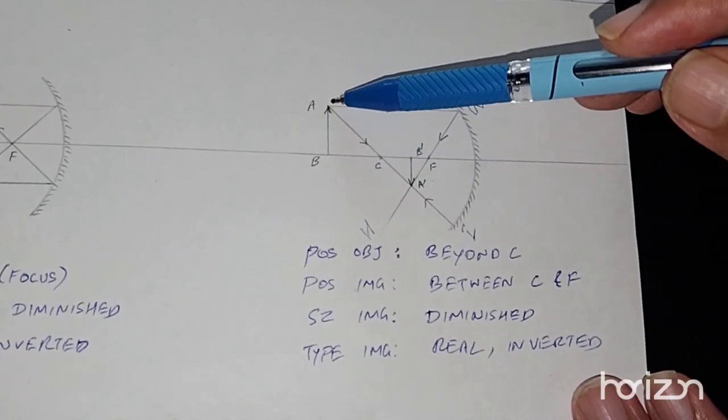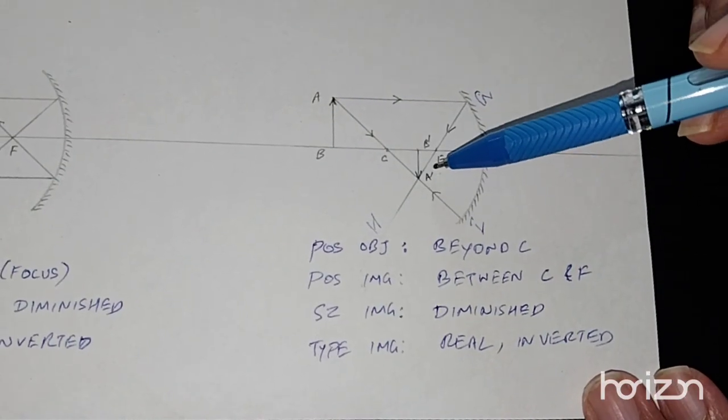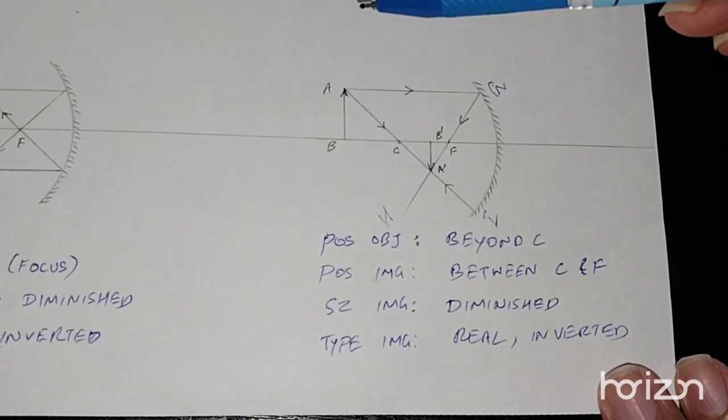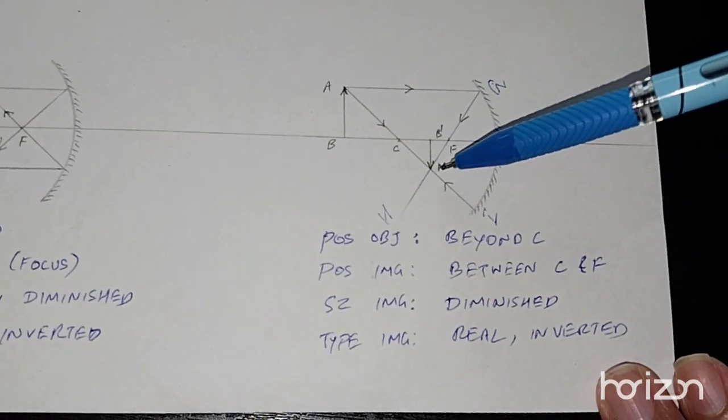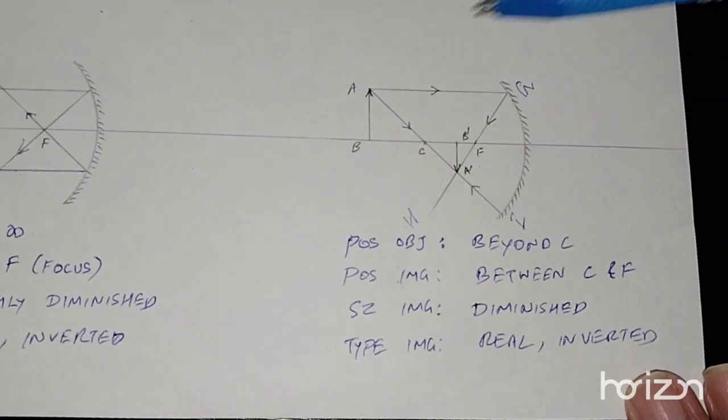So you can see that A has come down and B dash has gone up. Though AB is an object where A is at the top, here you can see A dash is at the bottom. So the image is inverted. Also you can see that this A dash B dash is of a smaller size than the original object AB.